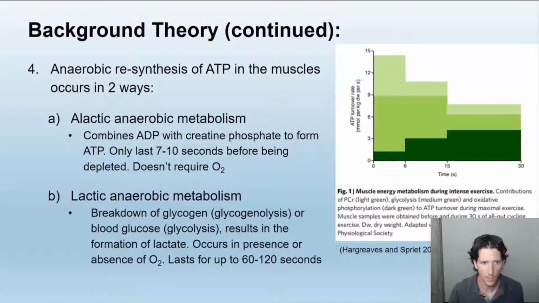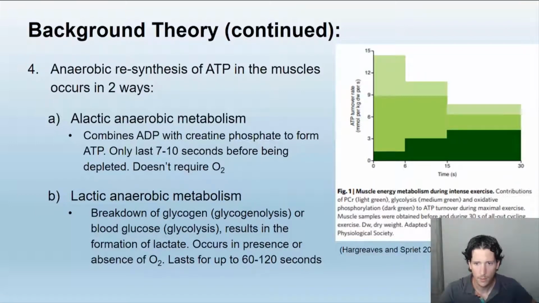This alactic system will only last around 7 to 10 seconds before being depleted, and it doesn't require any oxygen. This system is what we can see up here as the light green in this graph. This graph is of our ATP turnover rate, the amount of ATP being produced through multiple energy systems. That light green is fairly depleted within about 6 seconds in this graph, but somewhere around the 7 to 10 second mark, we're using up most of that phosphocreatine source.